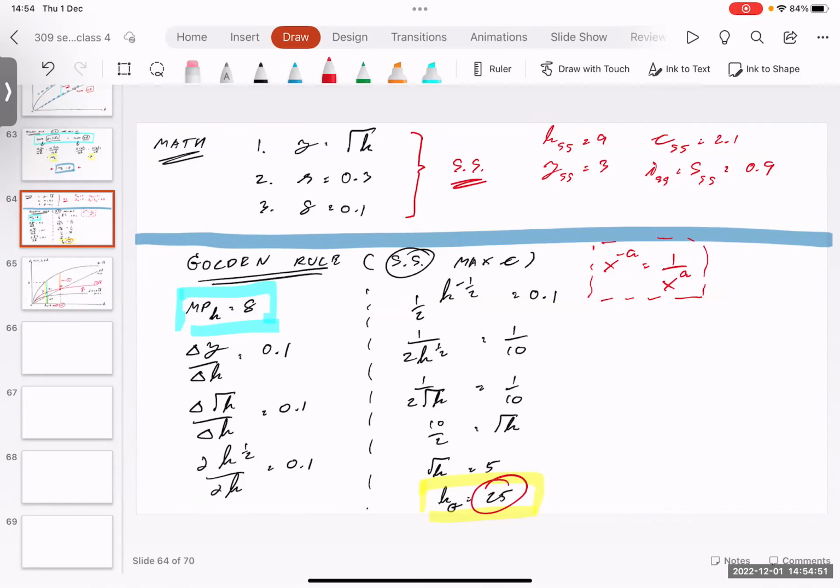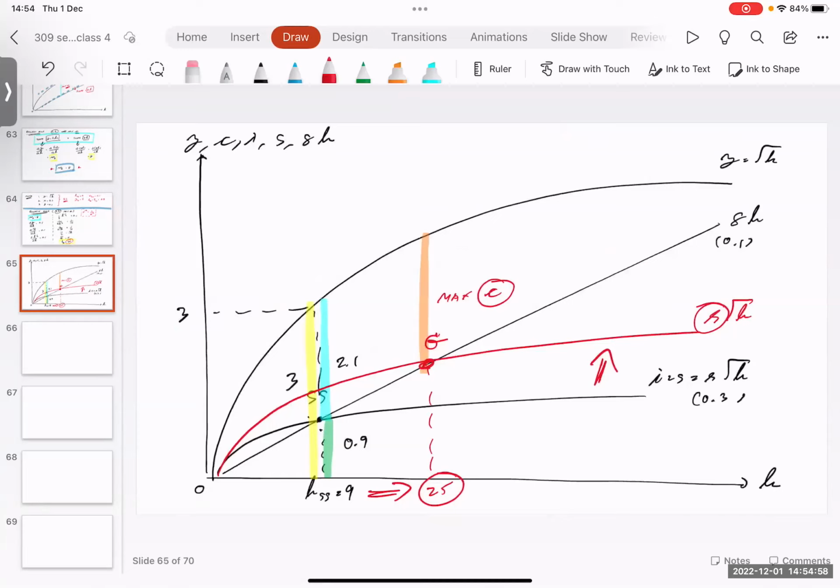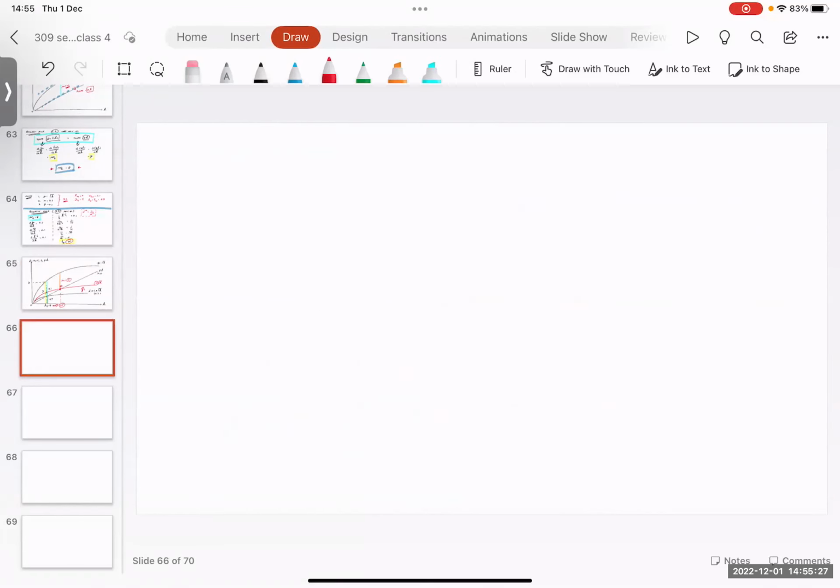We know that if you want to go to the golden rule, you need more capital, right? From 9 to 25. We know here, write down: if you want to go to the golden rule, you need to accumulate more capital, up to 25. And from the graph, if you need to accumulate more capital, you need more investment. If you want more investment, you need to save more, right? You need to increase the saving rate. So we're going to calculate together what the new saving rate should be.